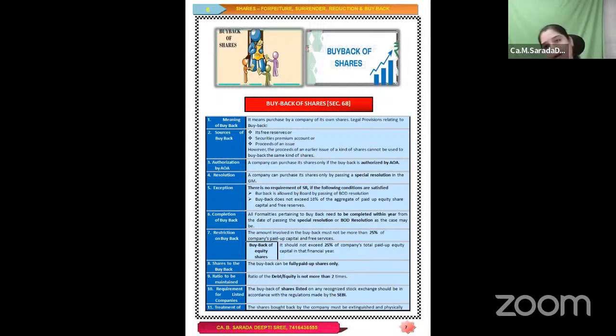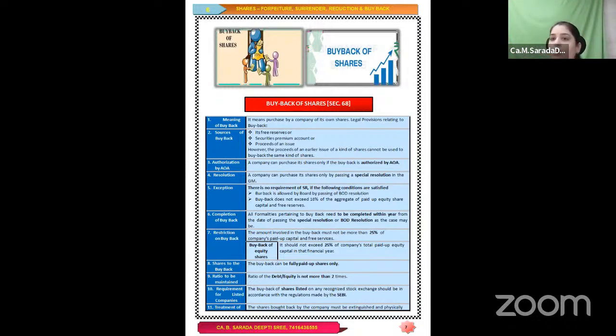What are the sources the company can use for the purpose of buyback? It can use free reserves, it can use securities premium, and it can use proceeds of any issue other than the shares which are going for buyback. So these are the sources from where the company can go for buyback.